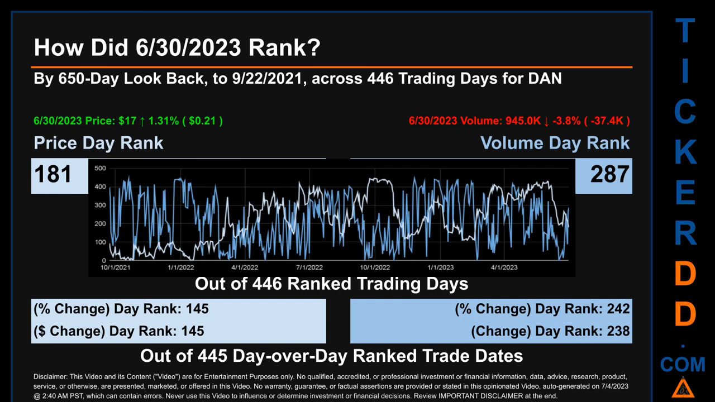The price's day-over-day percentage change, jumping 1.31% on June 30, 2023, had a day rank of 145 while its dollar difference of 21 cents had a rank of 145 when compared day over day across 445 trading days. Volume's percentage change and difference were ranked respectively at 242 and 238.